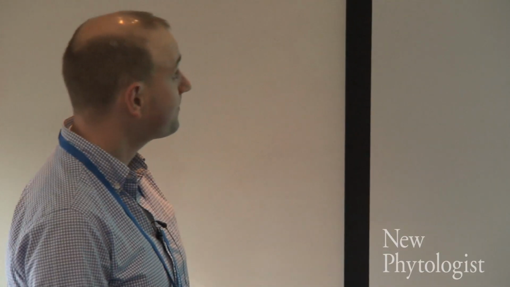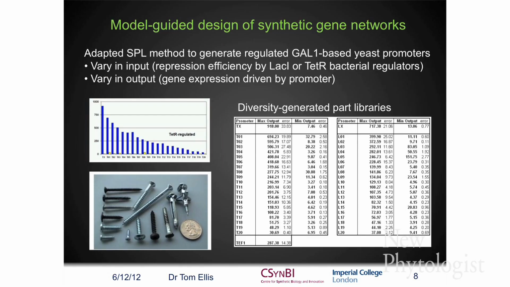So for modeling, that's great. That means we can have a part where we've characterized that part perhaps in the past, something like the PBAD promoter system, and then we can do mutation to have a whole range of different outputs, but all the other parameters of that part stay the same. So with this, we adapted the SPL method to generate regulated GAL1-based yeast promoters, and we selected a library of 21 TET-R regulated ones, so we've engineered in regulation here, and 21 lac regulated promoters.